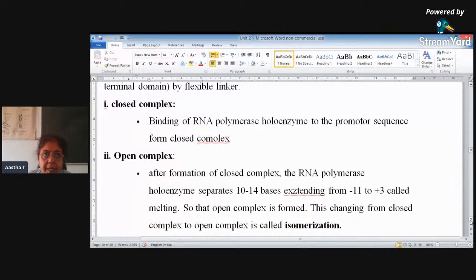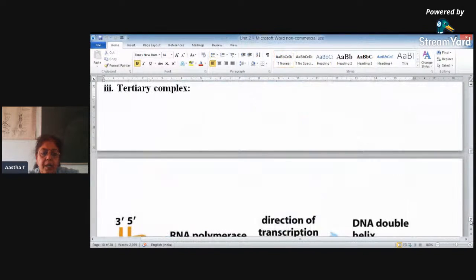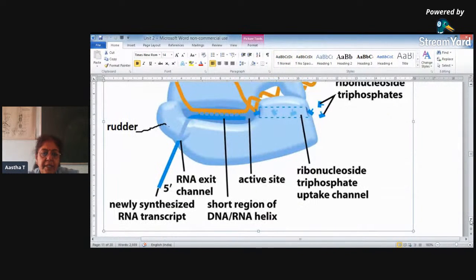सो दॅट इज नोन ॲज मेल्टिंग ऑफ द DNA, and this results in the formation of the open complex, or you can say हायड्रोजन बॉन्ड्स डीएनए मध्ये ब्रेक झालेले असेल. सो नाव वी कॅन से दॅट क्लोज कॉम्प्लेक्स इज कन्वर्टेड टू ओपन कॉम्प्लेक्स अँड दॅट प्रोसेस इज कॉल्ड आयसोमरायझेशन. थर्ड वन इज टर्शरी कॉम्प्लेक्स.